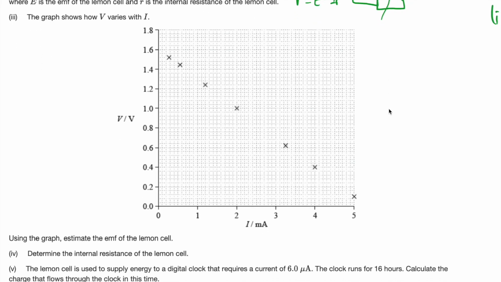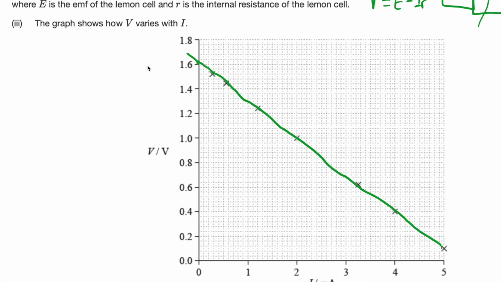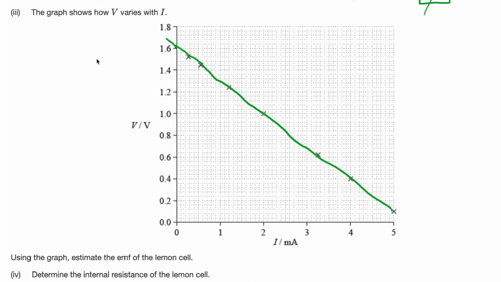The graph shows how V varies with I. Using the graph, estimate the electromotive force of the lemon cell. So basically, you just need to look at the graph across the y-axis. Here it's approximately 1.6. Right. So the electromotive force is approximately 1.6 volt.